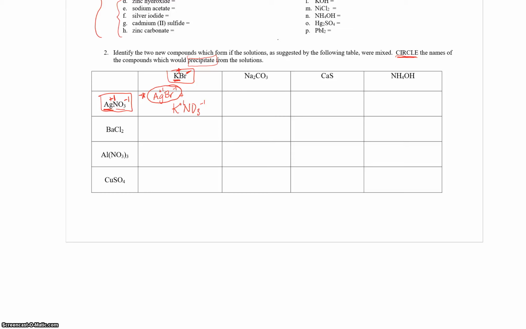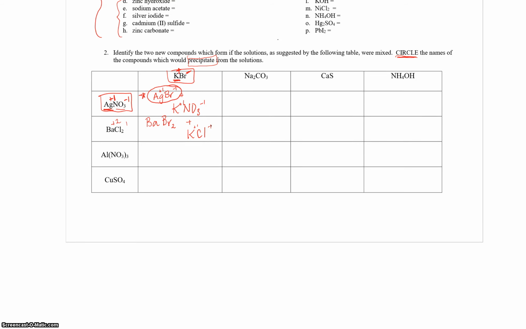Okay, let's do one more. We have barium that has a +2. Chlorine's obviously a -1. Let's switch those. Barium with bromine would be BaBr2, and with potassium chloride, so KCl, because that's +1 -1.